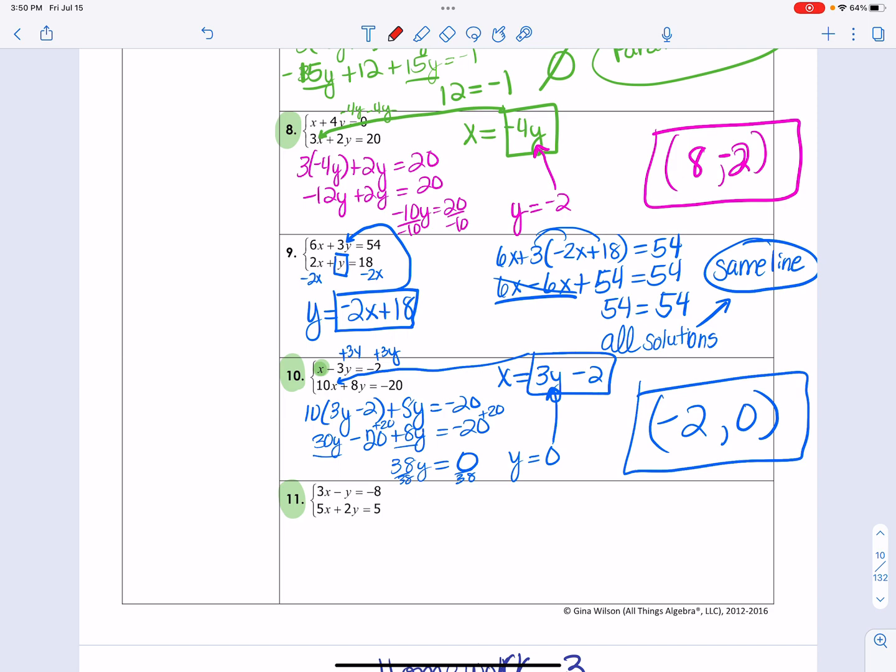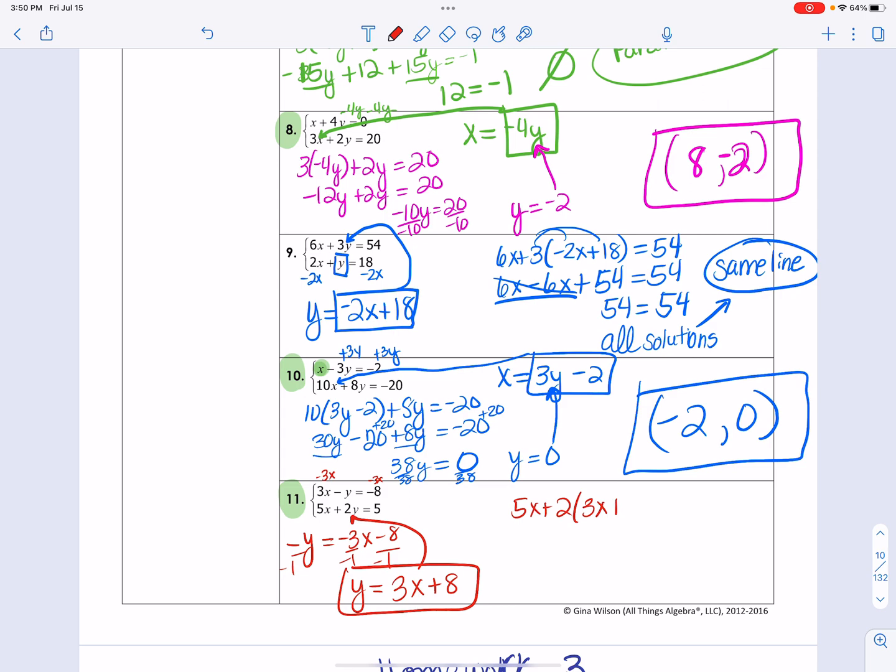All right, on the last one. If I subtract 3x, you get negative y equals negative 3x minus 8. You can't have a negative y, so I'm going to divide everything by negative 1, and I get 3x plus 8. I'm going to take that and put it into y. So 5x plus 2 times 3x plus 8 equals 5.